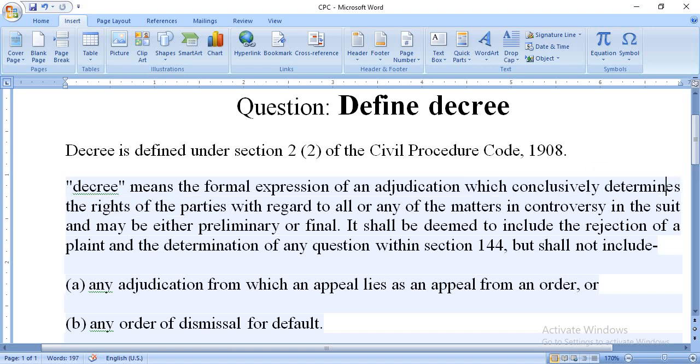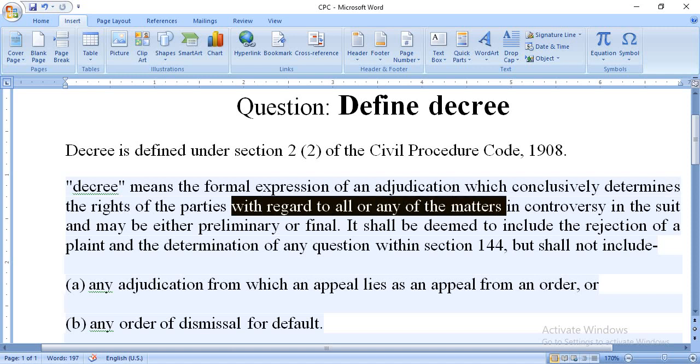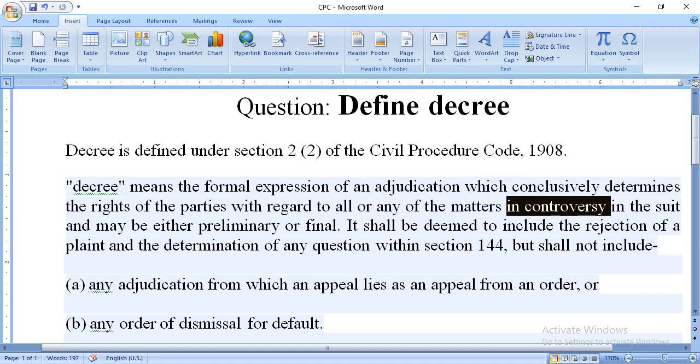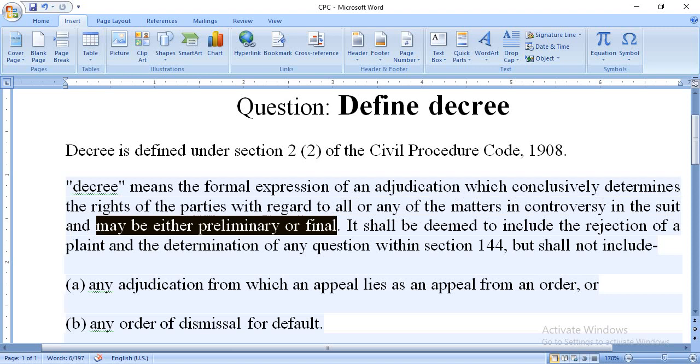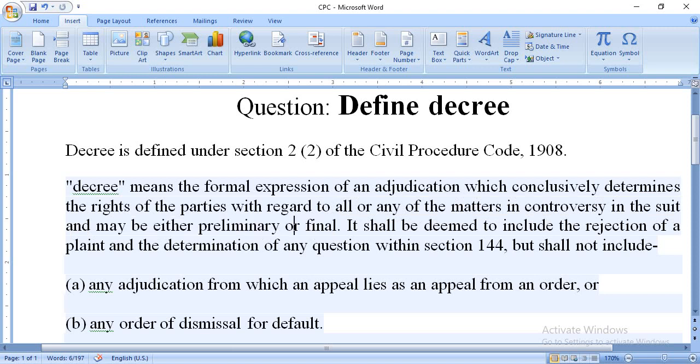After that we get with regard to all or any of the matters. It may be with regard to all matters or any of the matters in controversy in the suit. Controversy means a dispute between two parties, and it will be in a suit, and may be either preliminary or final. So from this part we can get the element that a decree may be preliminary or final.